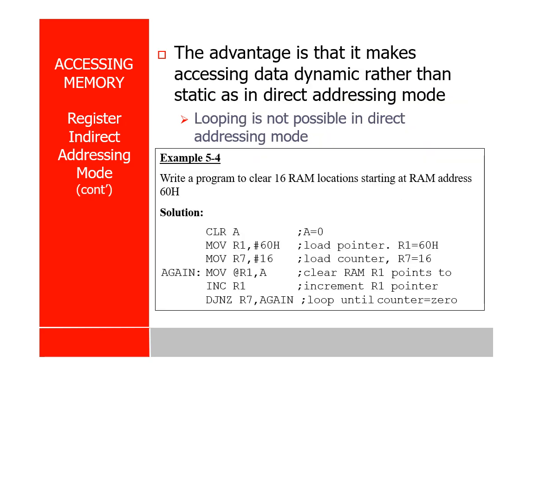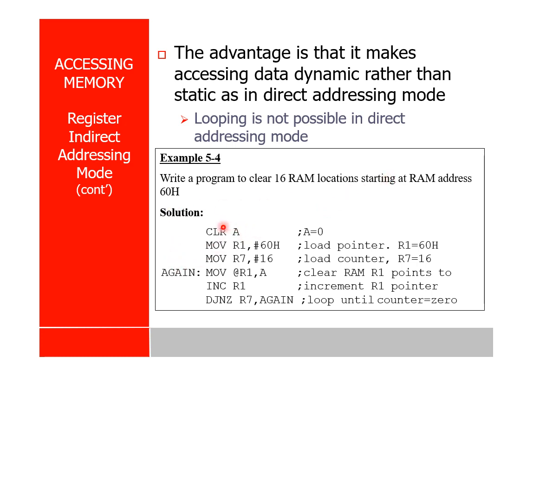Now let us see one example. The advantage of register indirect addressing is that it is dynamic, meaning looping is possible. Looping is not possible in direct addressing; in register indirect addressing, looping is possible. For example, you want to clear 16 RAM locations starting from the RAM address 60H.